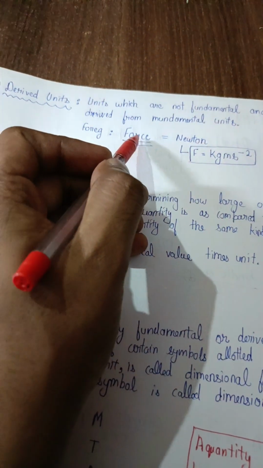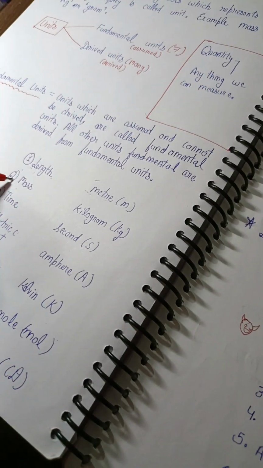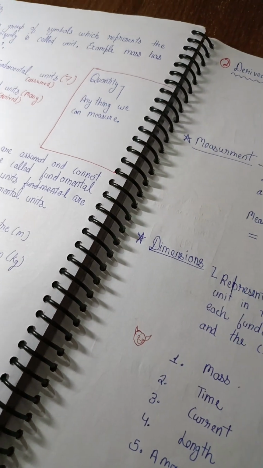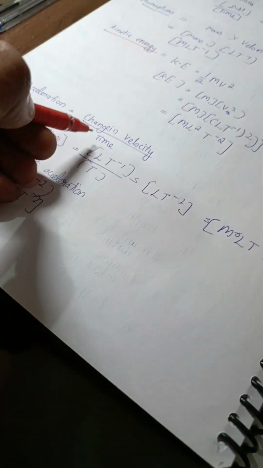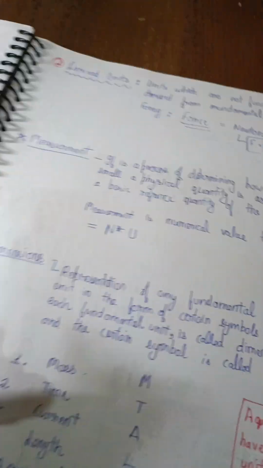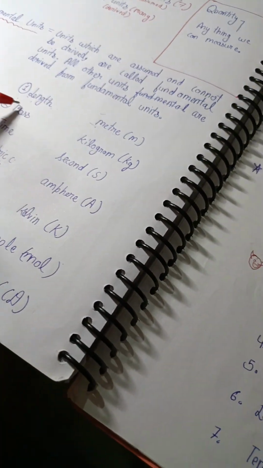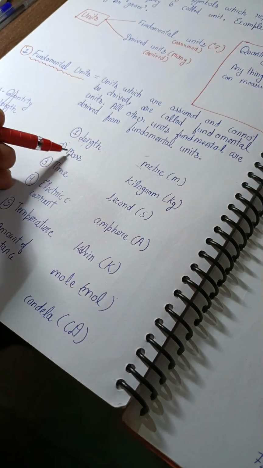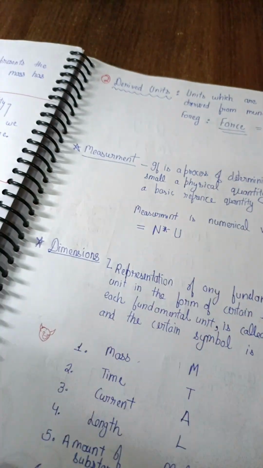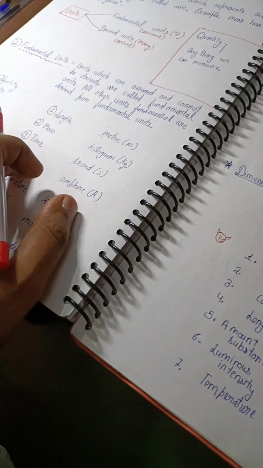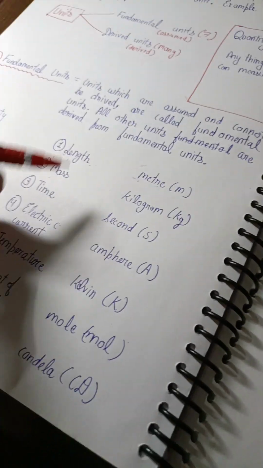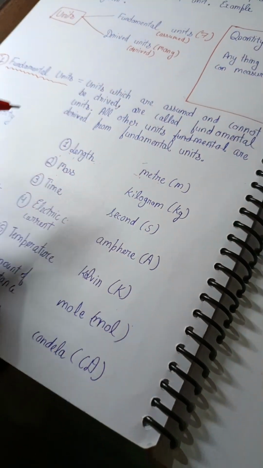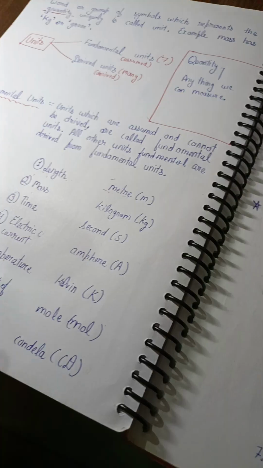So force is made up of mass into acceleration, and acceleration is change in velocity upon time. So force is derived. It's made up of mass and other entities from the fundamental units, so it is a derived unit. Anything which is made up of the fundamental units is a derived unit. Basically, you don't have to learn many things. There are only 7 fundamental units, so anything outside of the 7 fundamental units is a derived unit. You have to assume that.